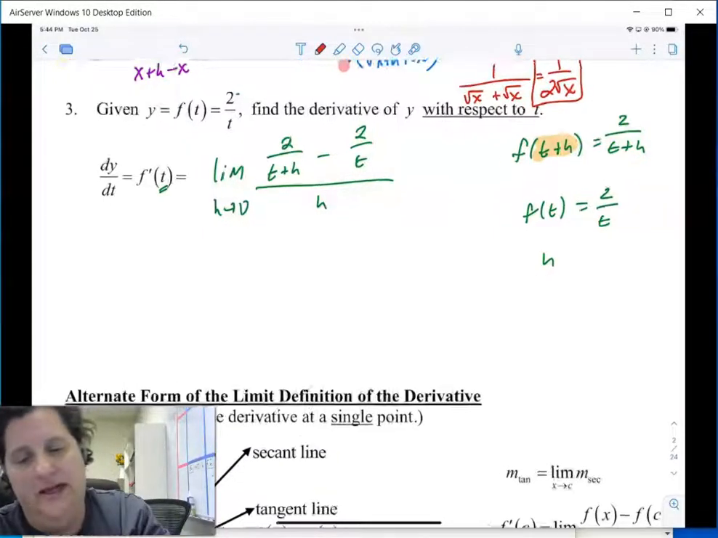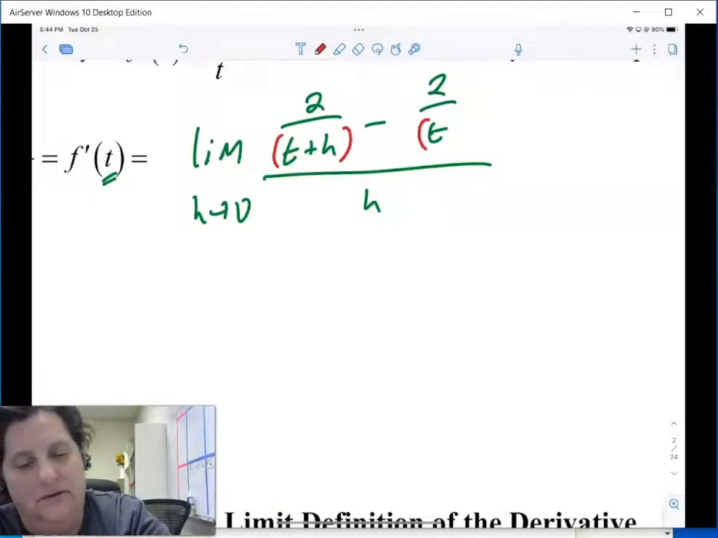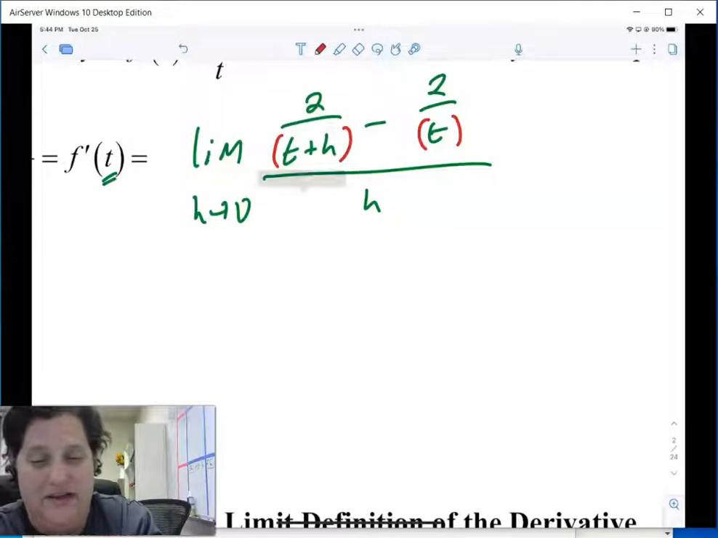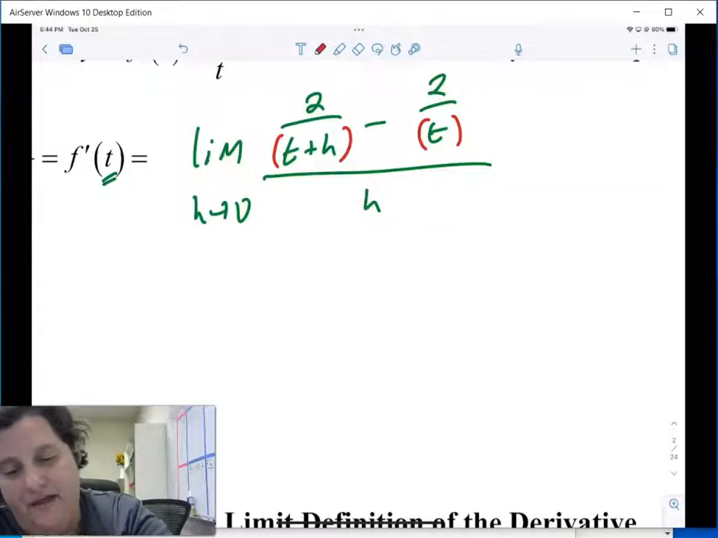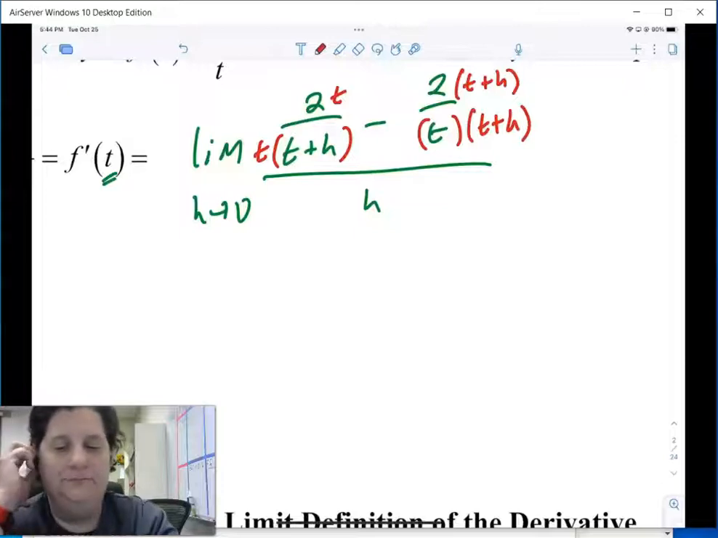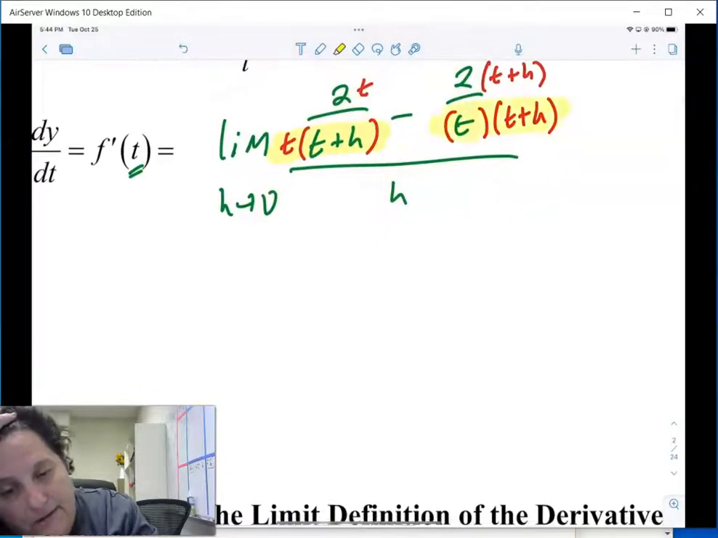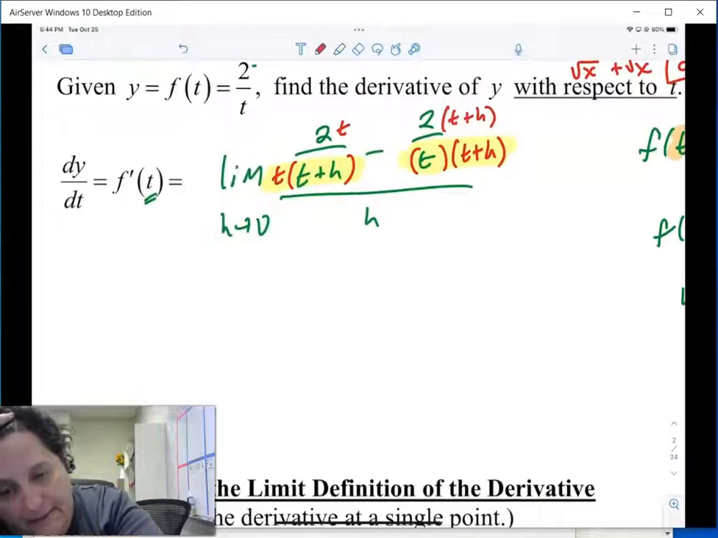All right? Here's the algebra of this. Let's get a common denominator. You guys remember doing common denominators? It's like if this one's t plus h and this one has a t, okay, I have to multiply this on the top and bottom by t, and this on the top and bottom by t plus h. Okay? And then these have a common denominator. All right, so this is what I get.